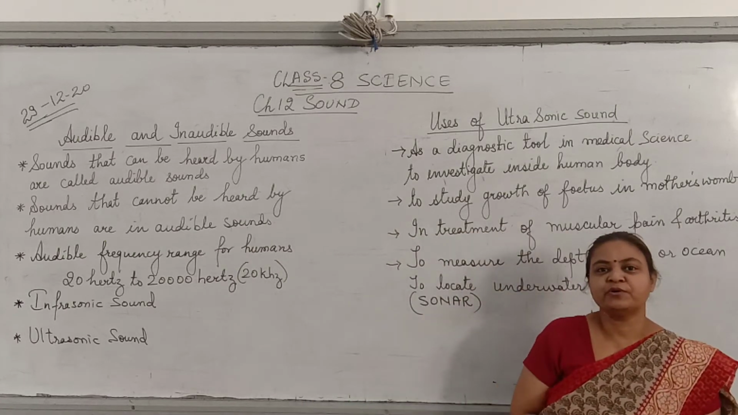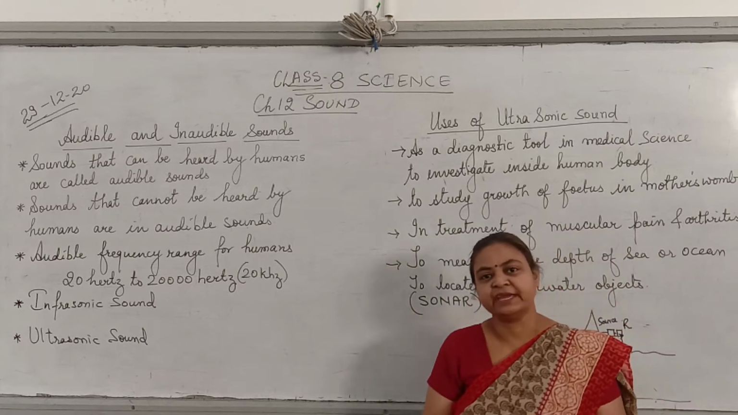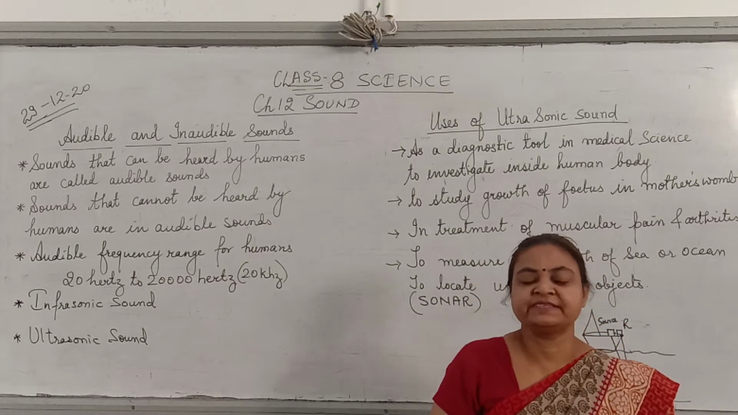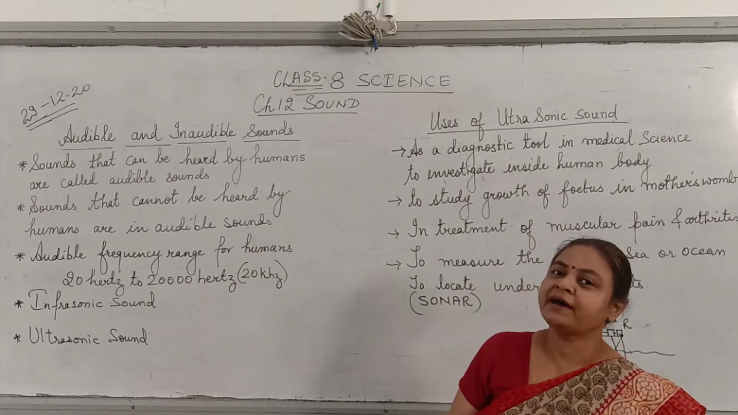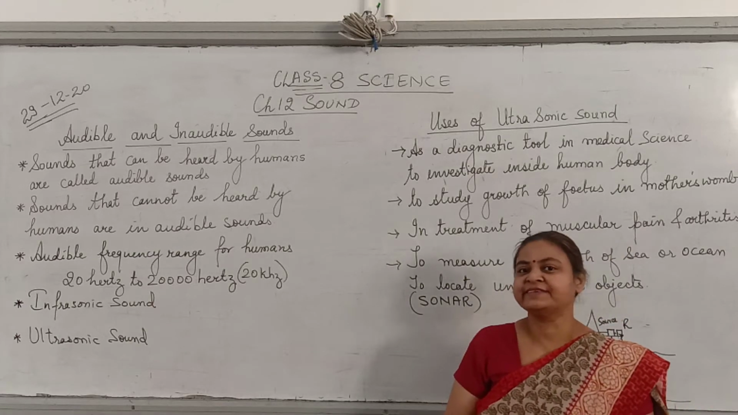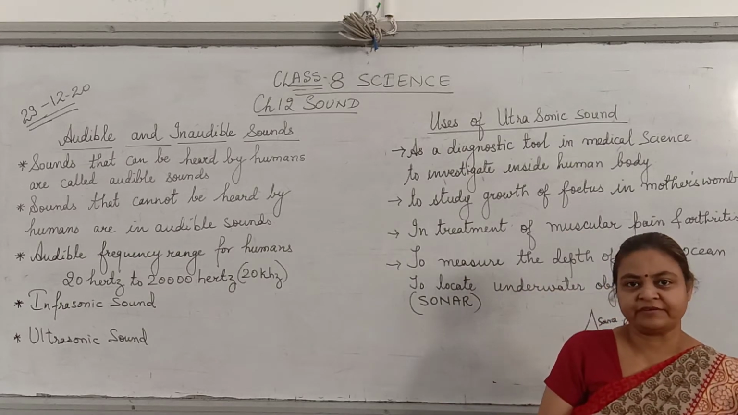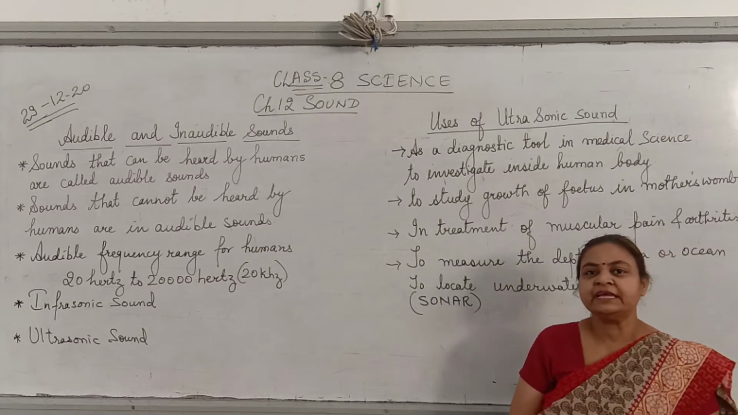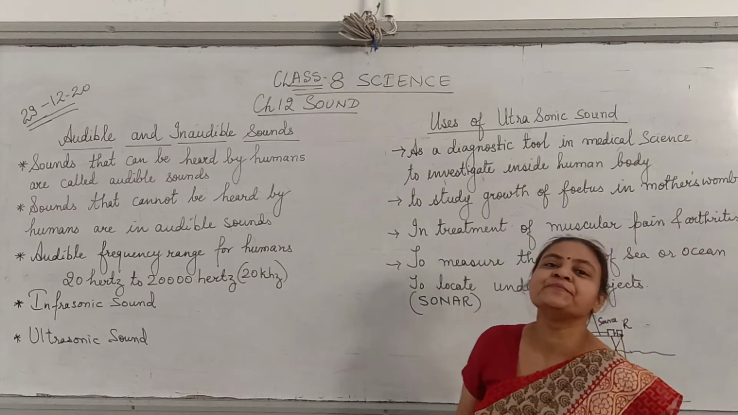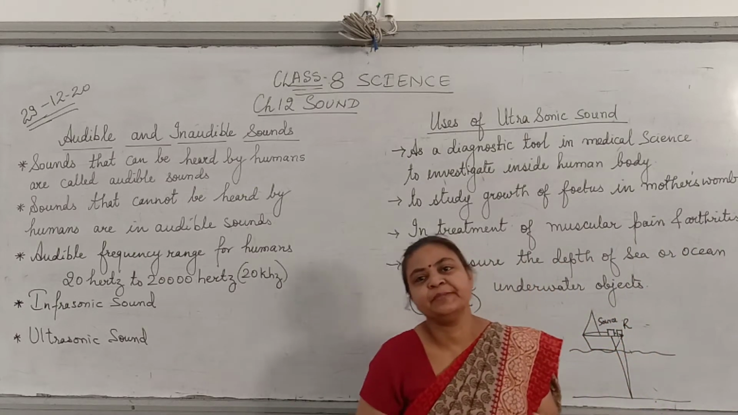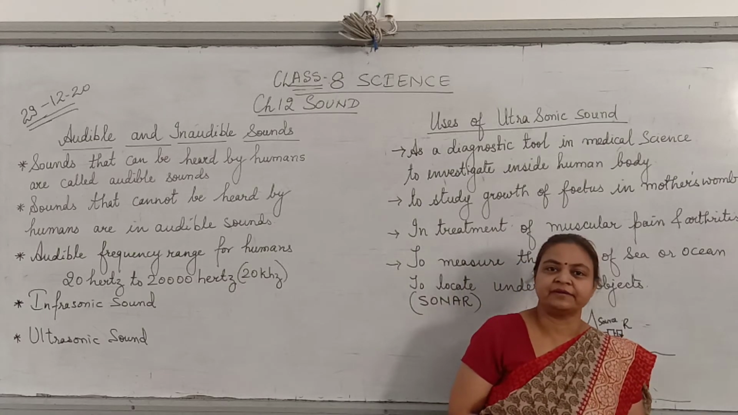We have learned about sound, how it propagates, how human beings produce sound and how human beings hear the sound with the help of the ear. We have seen the structure of the ear. It consists of three parts: outer ear, middle ear and inner ear.